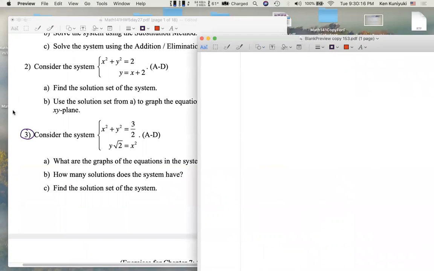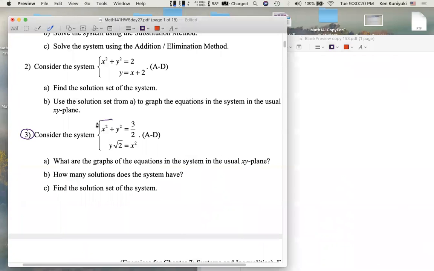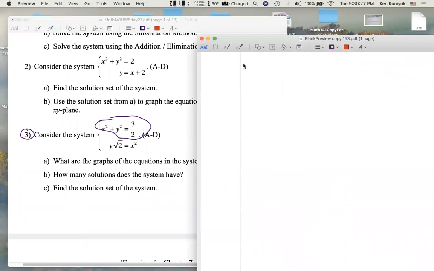Well, if you take a look over here, you have x squared plus y squared equals 3/2. Now you might remember, what is x squared plus y squared equals 1? Well, that's your classic unit circle. This guy over here, x squared plus y squared equals 3/2.